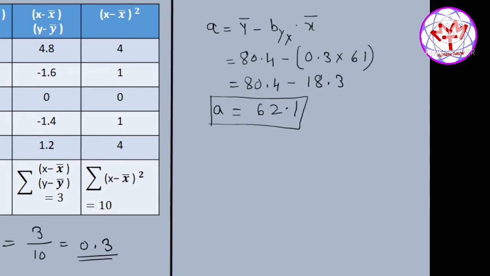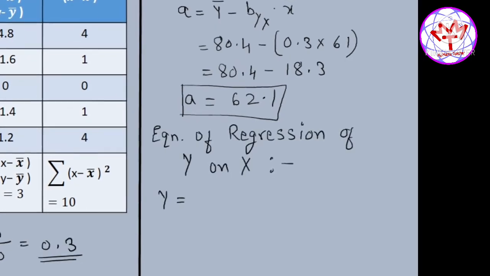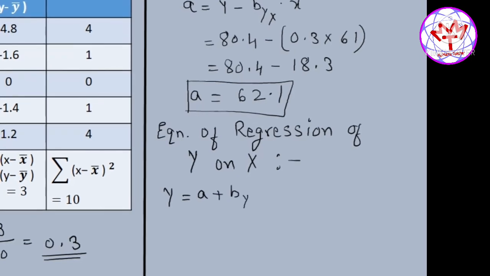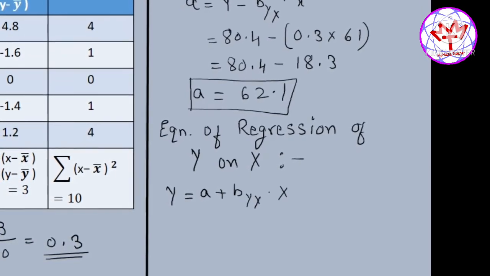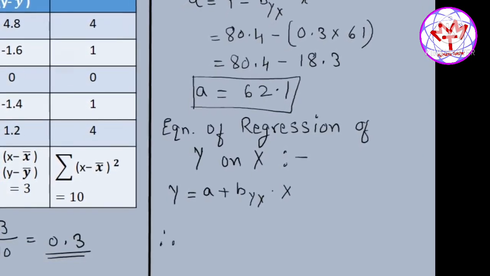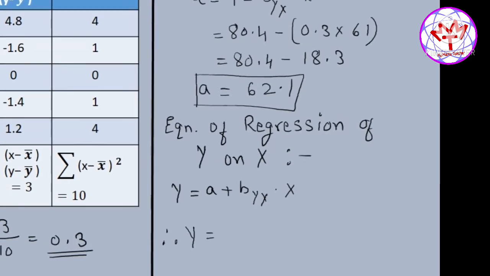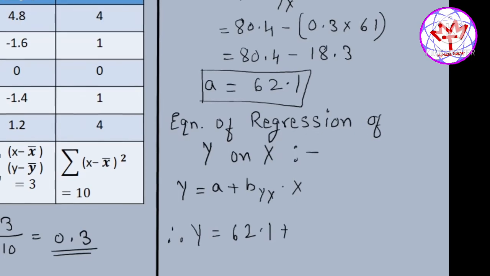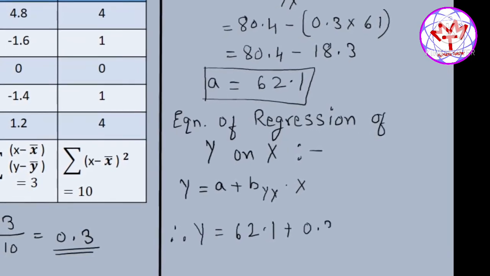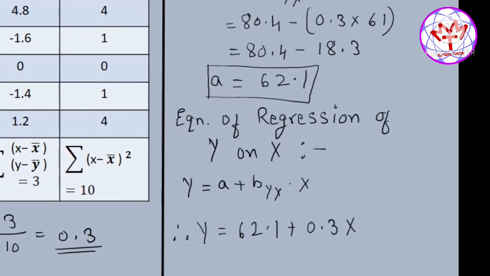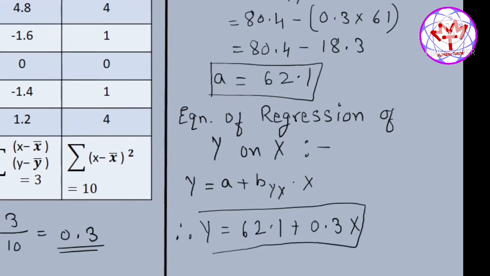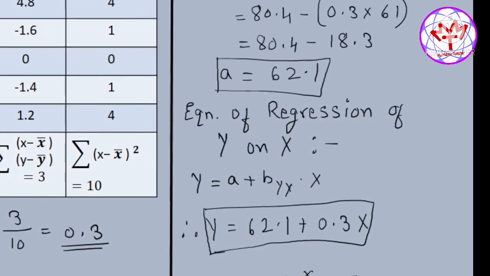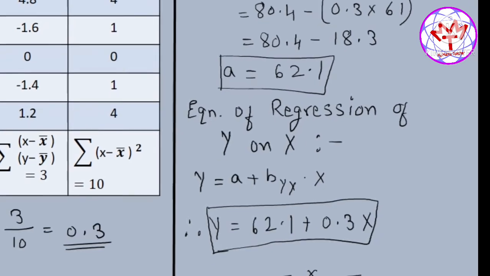Now the equation of regression. It is given as y is equal to a plus byx into x. So we get capital Y is equal to a is 62.1 plus byx is 0.3 into x. So this is the required equation of y on x. So this completes your question number 7. Now we'll solve question number 8.